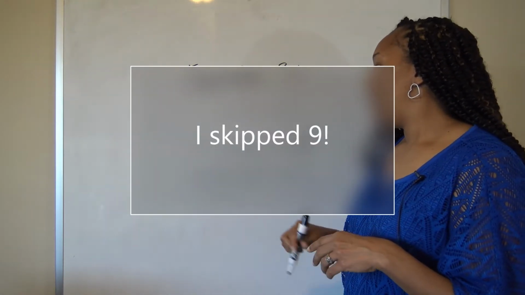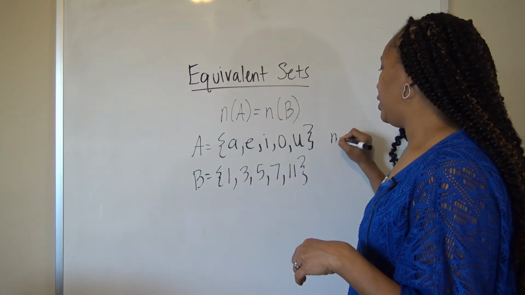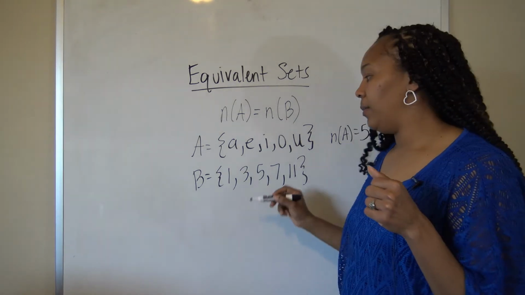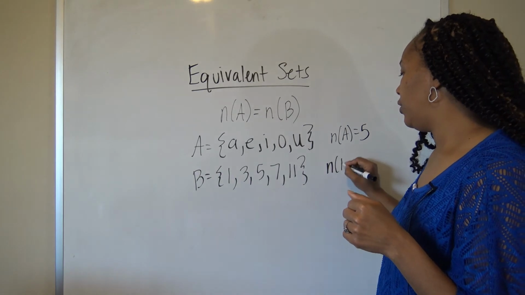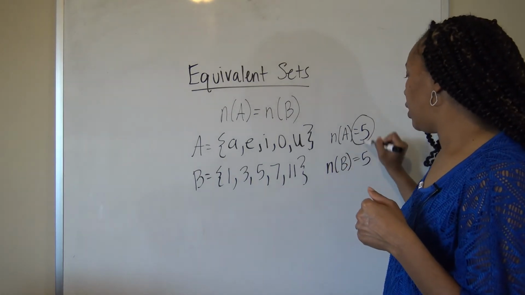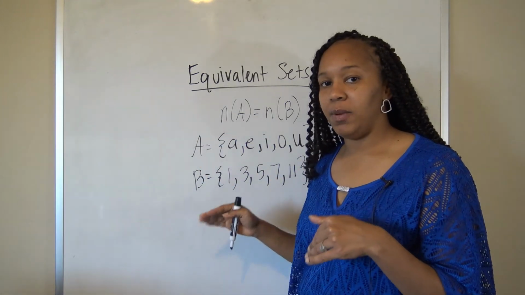The number in A is 1, 2, 3, 4, 5. So your n of A is equal to 5. The number in B is 1, 3, 5, 7, and 11. So your n of B is also equal to 5. So since these two numbers are the same, then you would say set A is equivalent to set B.